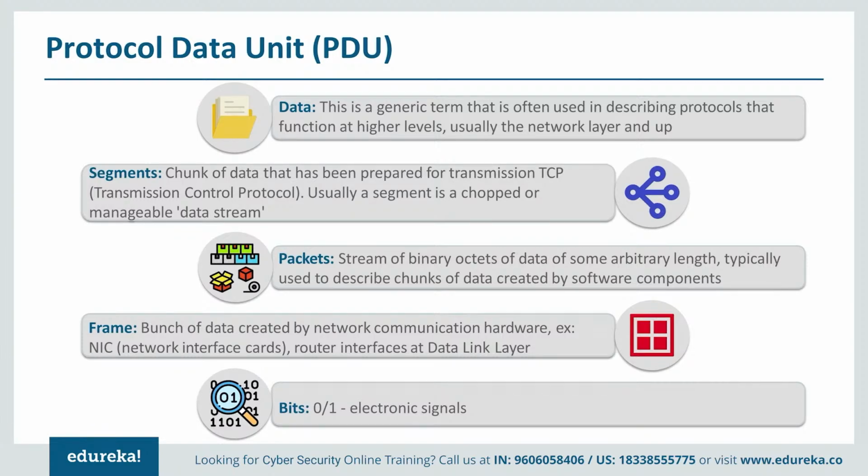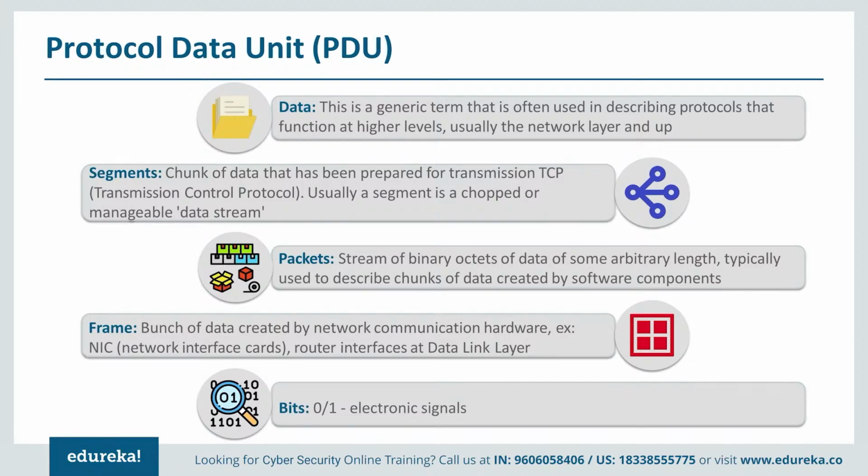So we need to understand what exactly data is, what a segment is, what a packet is, what a frame is, and what a bit is. What is a bit? A bit is a 0 or a 1. This is the only language which a computer and a network device understand. 0 is no charge. 1 is positively charged. When a positive signal comes in, it reads as 1. And if 0 comes in, there is no signal in it. So these are bits, zeros and ones.